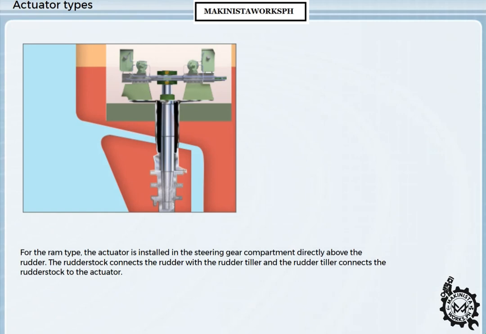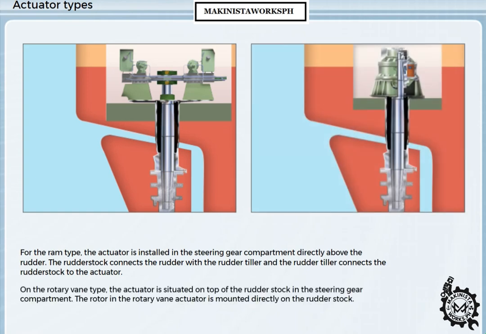For the ram type, the actuator is installed in the steering gear compartment directly above the rudder. The rudder stock connects the rudder with the rudder tiller, and the rudder tiller connects the rudder stock to the actuator. On the rotary vane type, the actuator is situated on top of the rudder stock in the steering gear compartment. The rotor in the rotary vane actuator is mounted directly on the rudder stock. The rudder stock connects the actuator with the rudder.